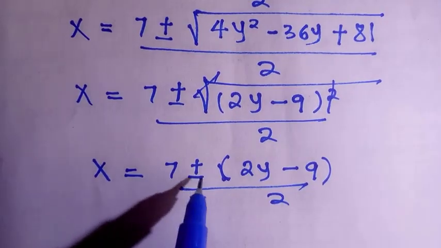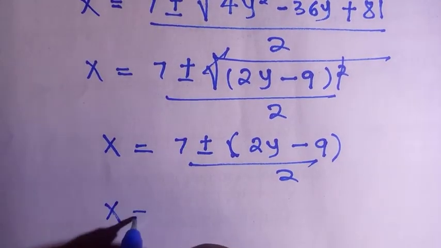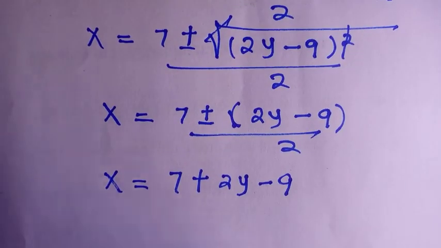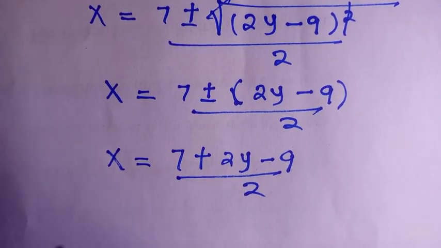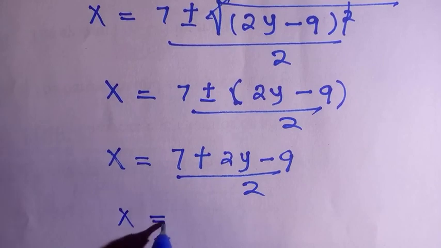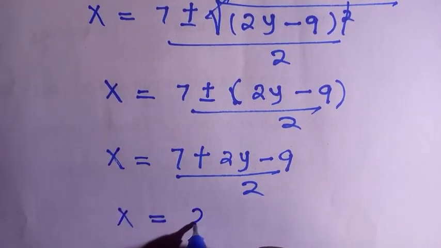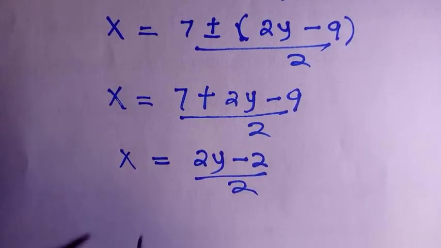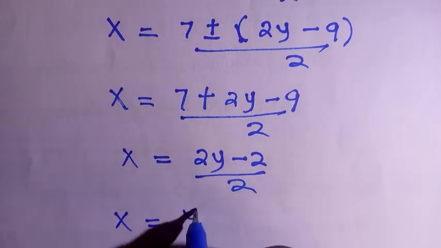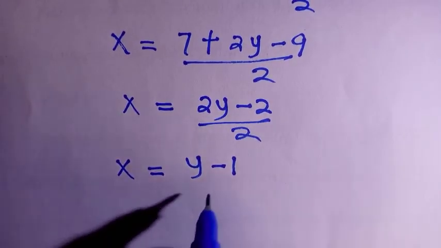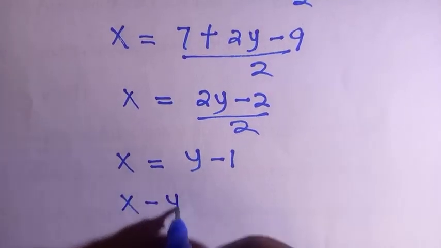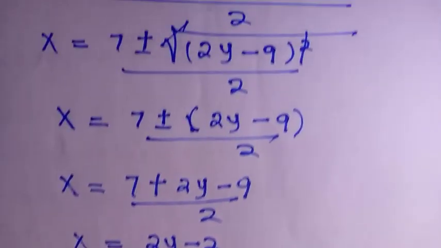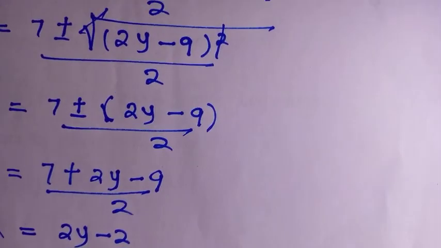At this stage, we are going to distribute this based on the negative and the positive. So let's deal with positive first. We have x equals 7 plus 2y minus 9, divided by 2. So we have 2y minus 2 here, since 7 minus 9 is -2, divided by 2. And if you factorize out 2, we are going to have x equals y minus 1. By taking y minus 1 to the left hand side, we have x minus y plus 1 equal to 0. So we keep this as the first one as far as the positive is concerned. Now let's check the negative side as well.